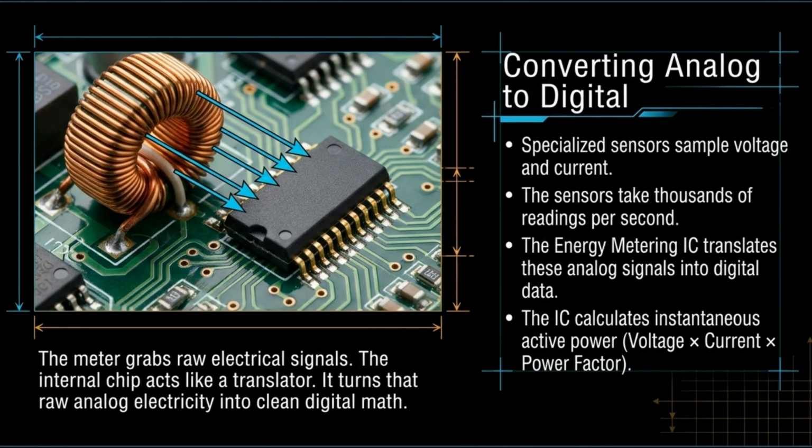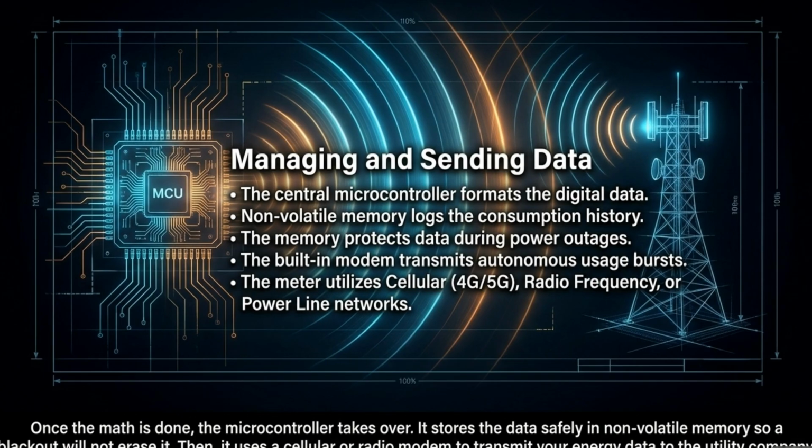The meter grabs raw electrical signals. An internal integrated circuit acts as a translator, turning raw analog electricity into clean digital math by sampling voltage and current thousands of times per second. Once the math is done, the microcontroller takes over. It stores the data safely in non-volatile memory, so a power outage will not erase it. Then, it uses a cellular or radio modem to transmit your energy data to the utility company.